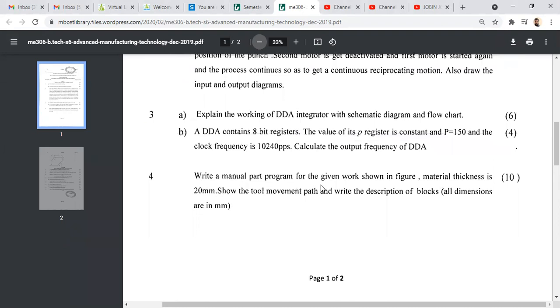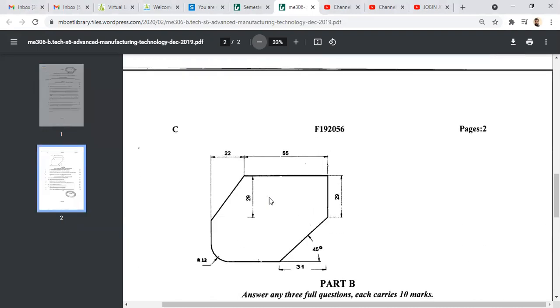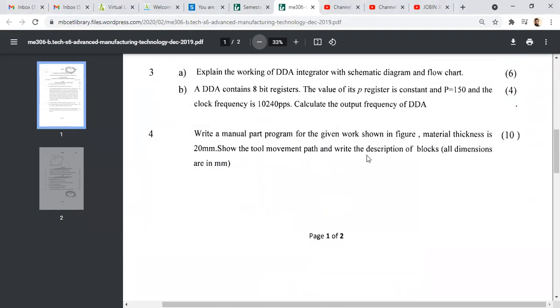Write a manual part program for the given work shown in figure. Material thickness is 20 millimeter. Show the tool movement path and write the description of blocks. All dimensions are in millimeter and marks 10. So you have to prepare the manual part program for the given workpiece.